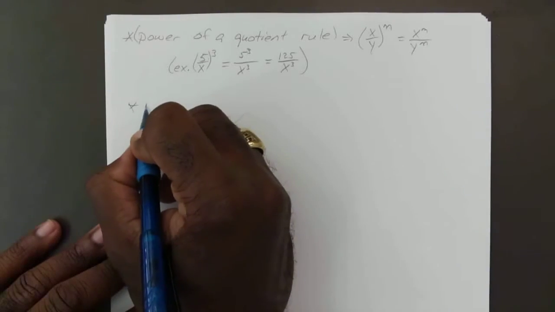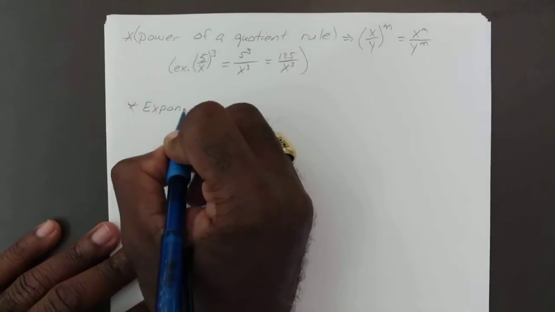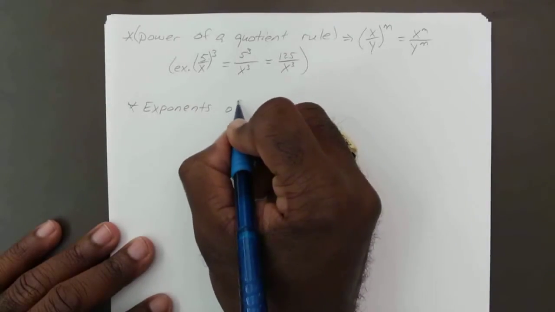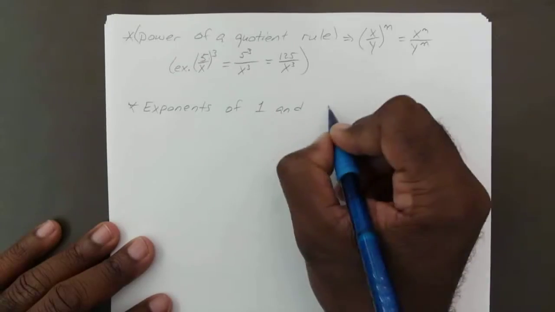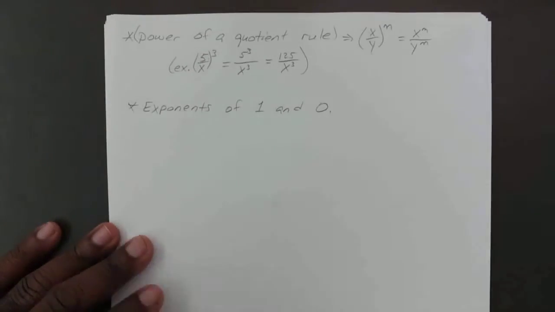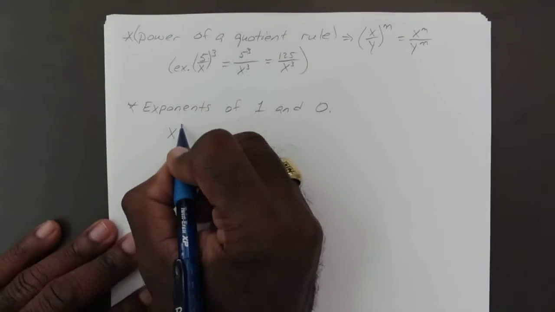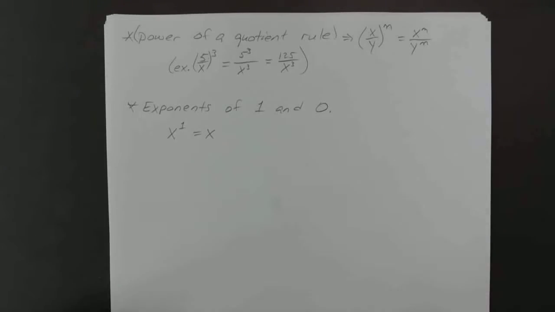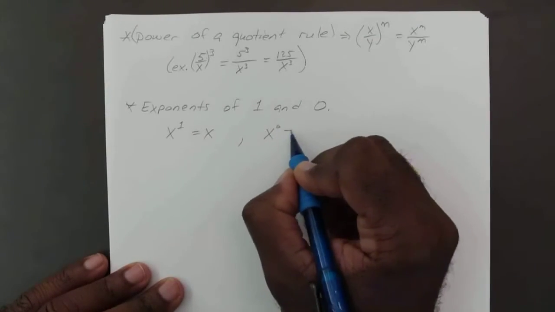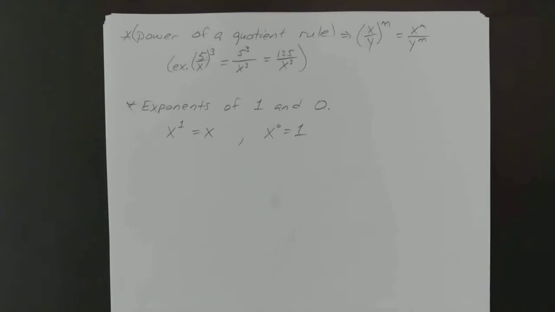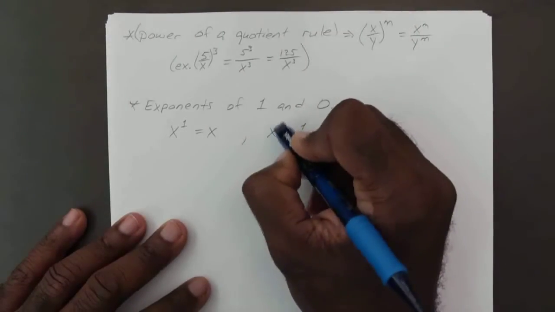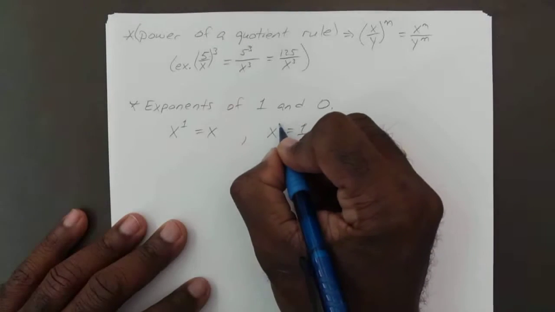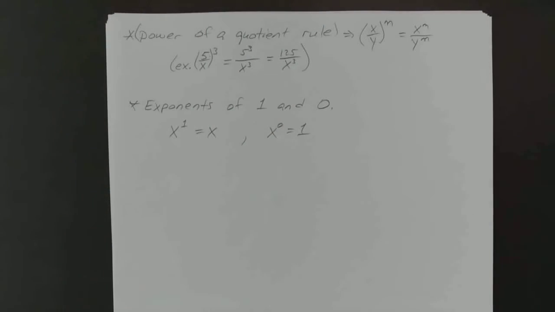Okay, so we know that for exponents of 1 and 0, anything to the power of 1 is just that number. Nothing really changes. And anything to the power of 0 is equal to 1. Okay, so it doesn't matter what it is. If it's to the power of 0, it's going to be 1.